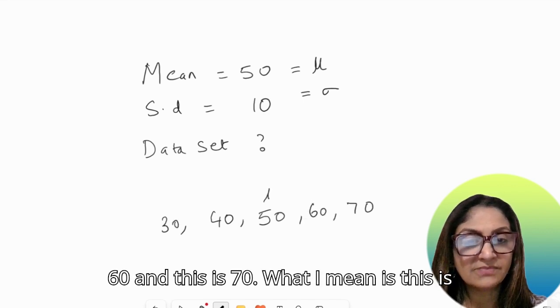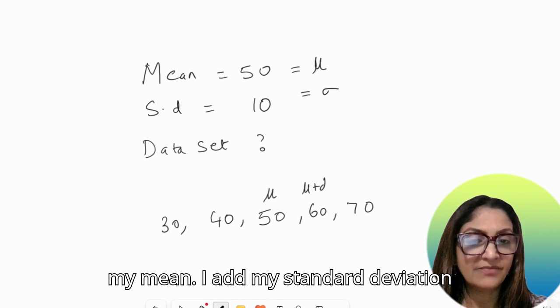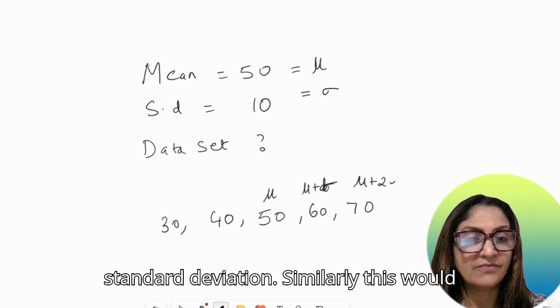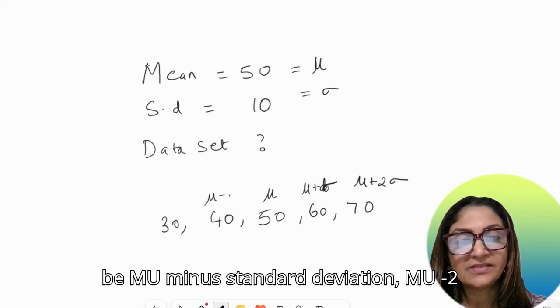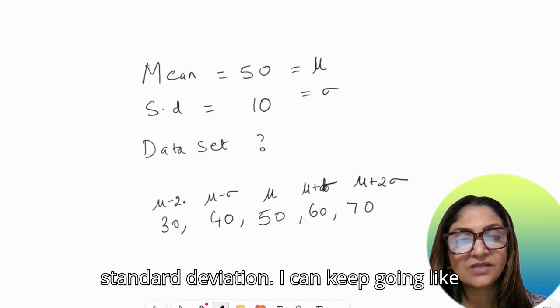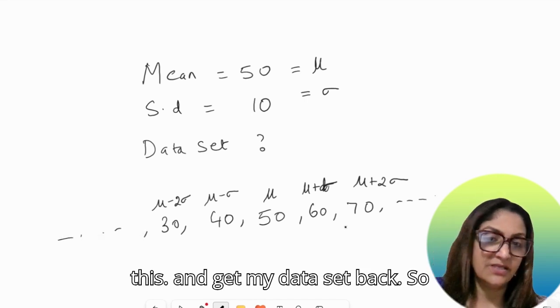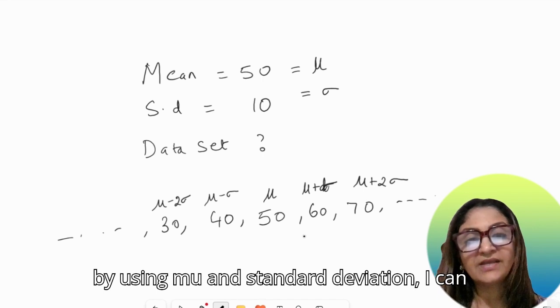What I mean is, this is my mean. I add my standard deviation here. I'll use the sigma, add my two standard deviation. Similarly, this would be mu minus standard deviation, mu minus 2 standard deviation. I can keep going like this and get my data set back. So by using mu and standard deviation, I can generate my data set.